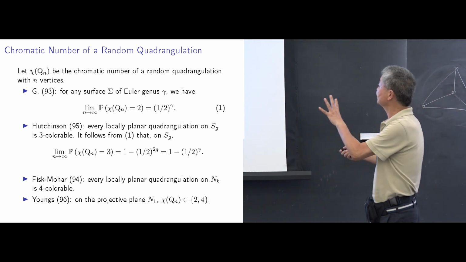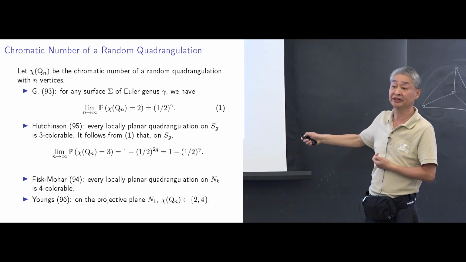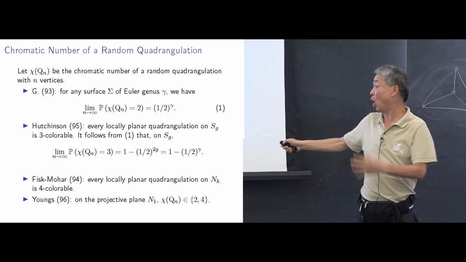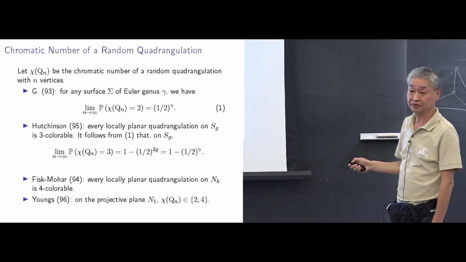So at least here you can see that there are 2 non-zero values in the distribution, right? It's not just one single value. There are 2 for orientable surfaces. Now, what happened to non-orientable surfaces?